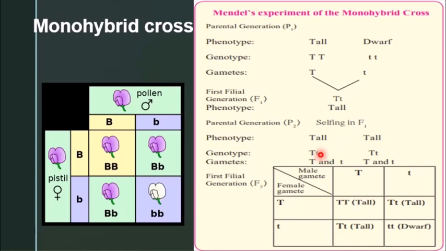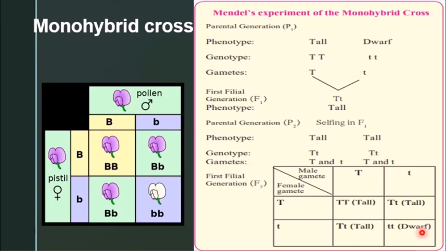Okay, now let us look at the parental generation 2. So for the second generation, now we have to make a cross between these two tall plants. So here we are taking tall and tall, but now what are the genotypes? The genotypes are capital T and small t, and capital T and small t. These are the two genotypes.